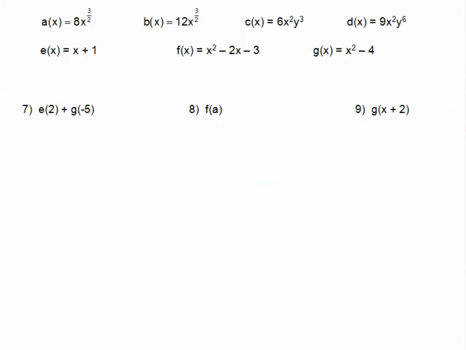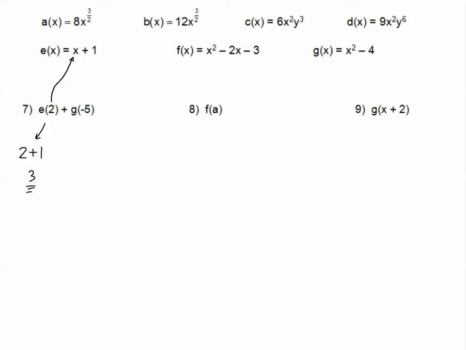Let's look at the same 7 functions, and let's talk a little bit more about function notation. E of 2. This time we're not using our variables x. We're going to replace our variables x with numbers. E of 2 means that we're going to talk about this e of x function, but instead of having an x in it, we're going to have a 2 in it. So the 2 is going to go right there. So e of 2 becomes 2 plus 1, or rather 3.